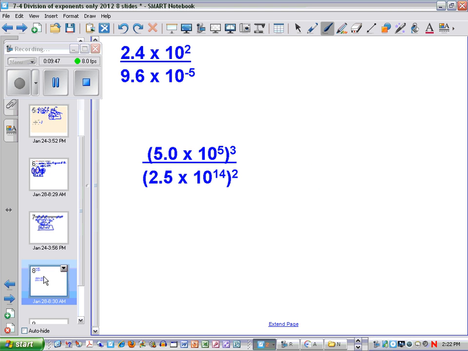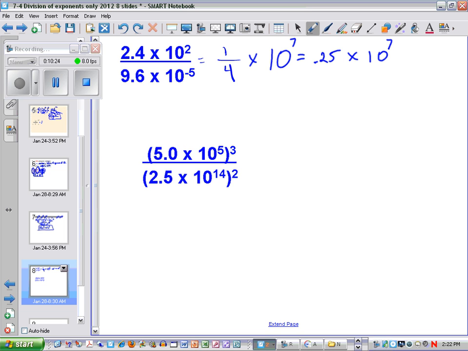This could be a good place to pause and work them on your own and check and see if we get the same thing. So let's divide our numbers. 2.4 divided by 9.6. That would be 1/4. to the 2 minus negative 5, 7. So that's really 0.25 times 10 to the 7th.